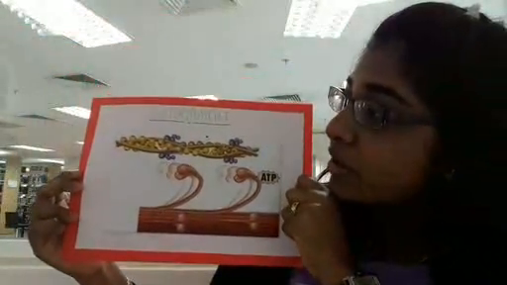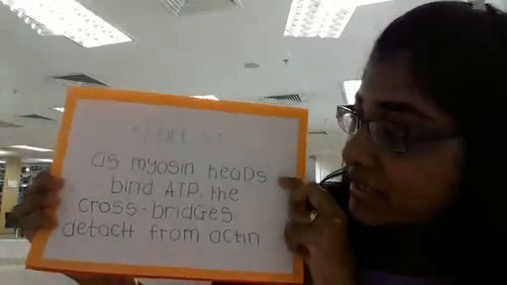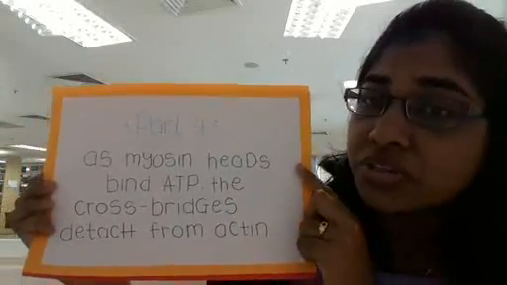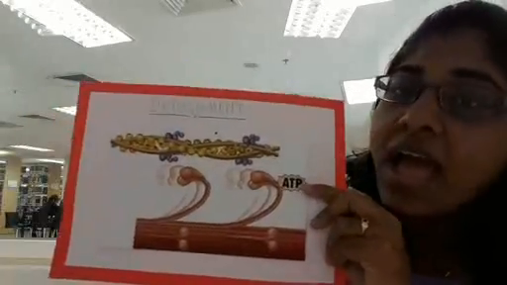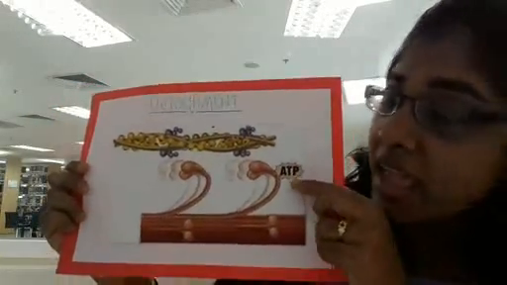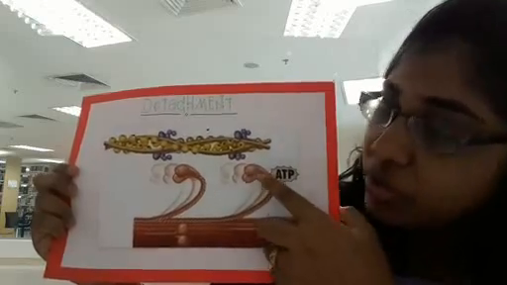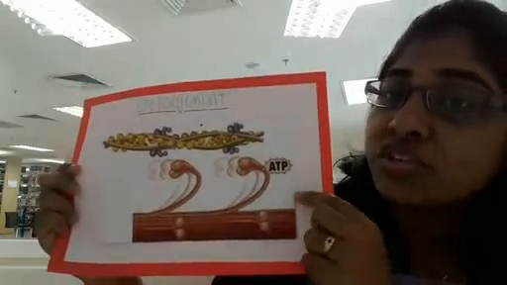Next, I will talk about the detachment of the cross-bridge. As myosin heads bind the ATP, the cross-bridges detach from the actin. As you'll see in this figure, an ATP molecule binds to each of the myosin heads, causing the cross-bridge to detach from the actin.